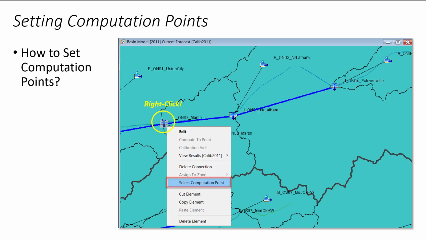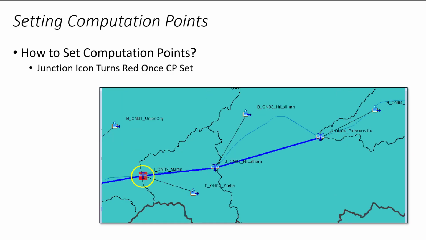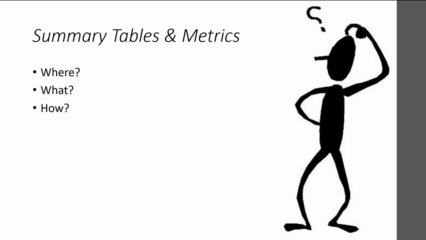So how do you actually set a computation point? It's as simple as right-clicking on the intended junction element and selecting Select Computation Point. Once the computation point has been set, the junction icon will change to have a red background. This symbolizes that this junction is now set as a computation point, as shown here.